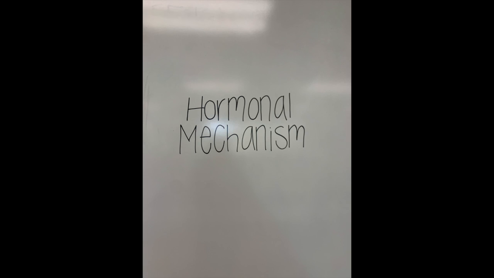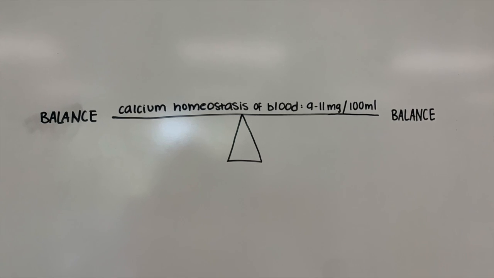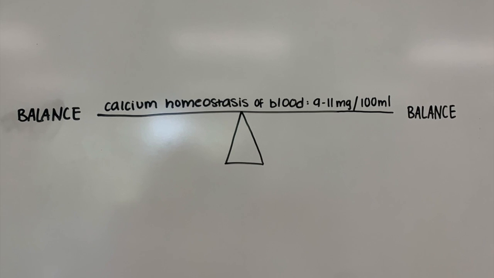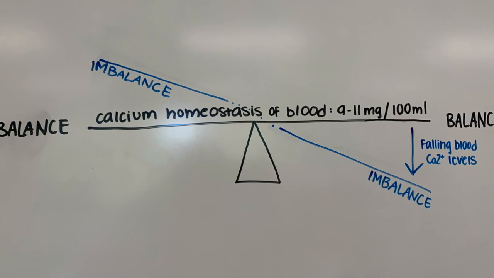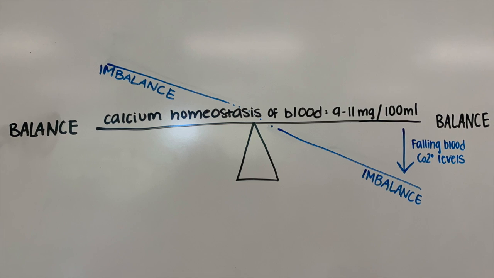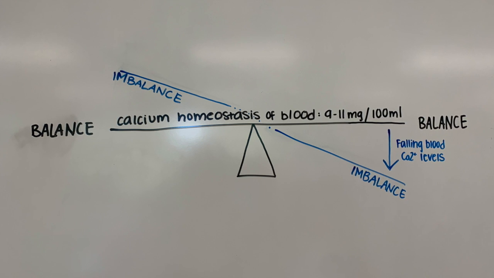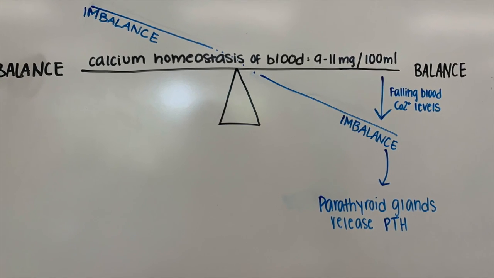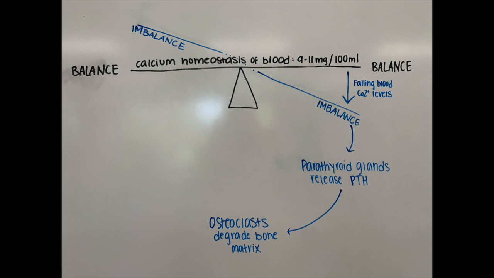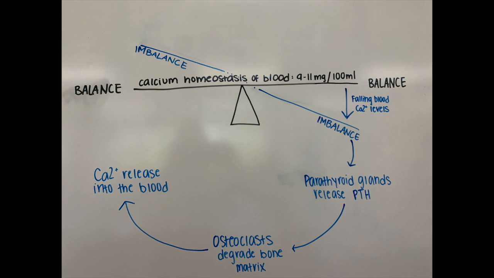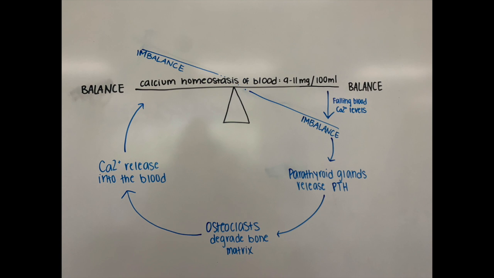The regulation of bone remodeling is controlled by the hormonal mechanism. The hormonal mechanism maintains calcium homeostasis in the blood. Falling blood calcium levels create an imbalance. When this imbalance occurs, shown in blue, it signals the parathyroid gland to release PTH. PTH is the parathyroid hormone. The release of PTH signals osteoclasts to degrade bone matrix. This breakdown releases calcium into the blood. Once calcium is released into the blood, the levels will return to homeostasis.